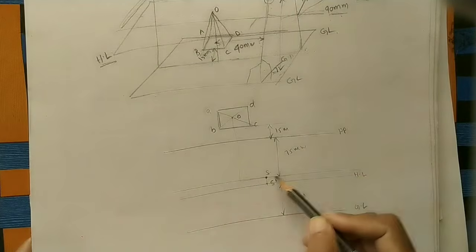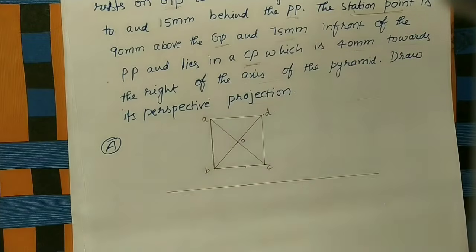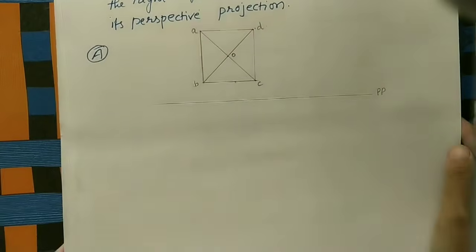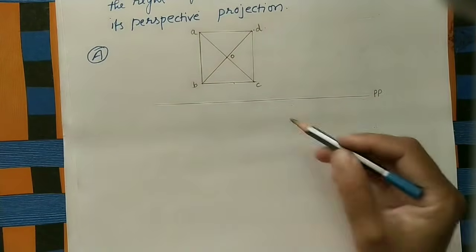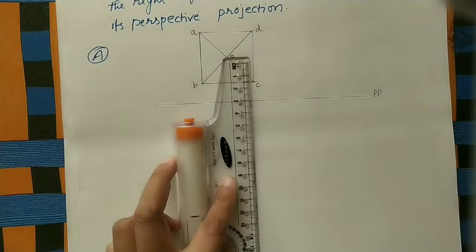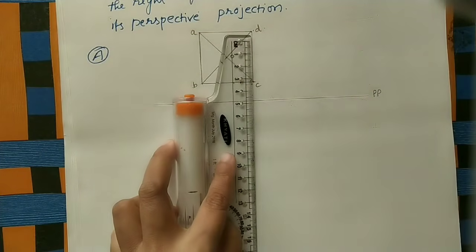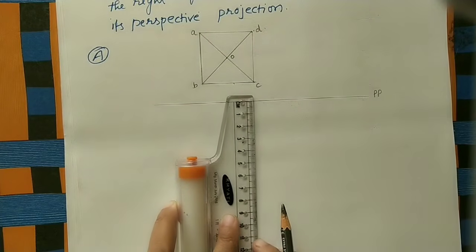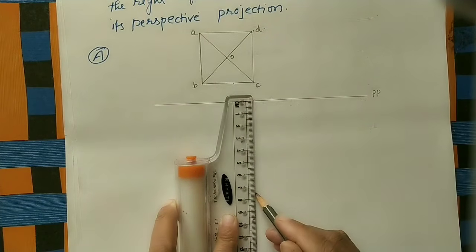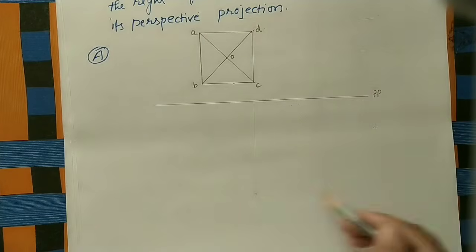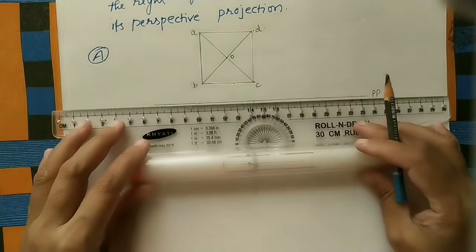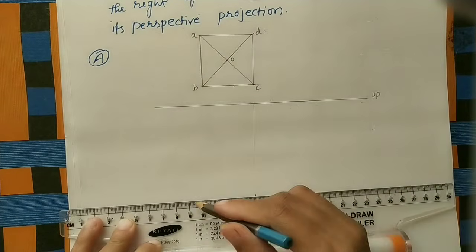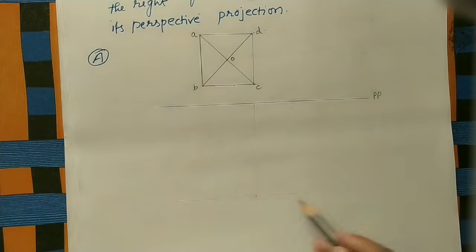Below PP, 7.5, do one line. Okay, so this is PP, profile plane. So below this PP, take 7.5, one line. Just do here one line for marking the distance. On it take 7.5 centimeter. So this is 7.5. Here do one line parallel to this. Just do one line. On it S is coming.